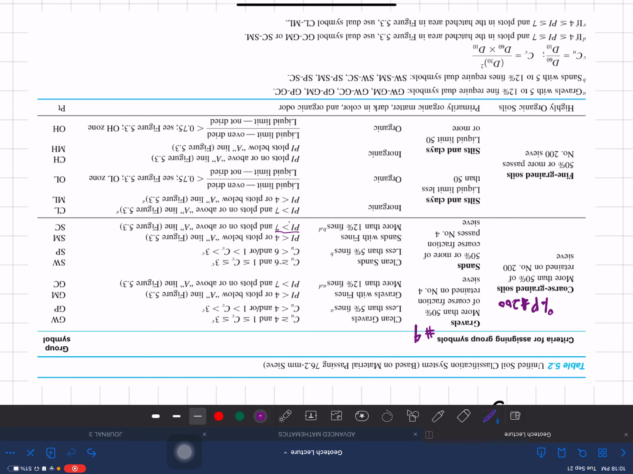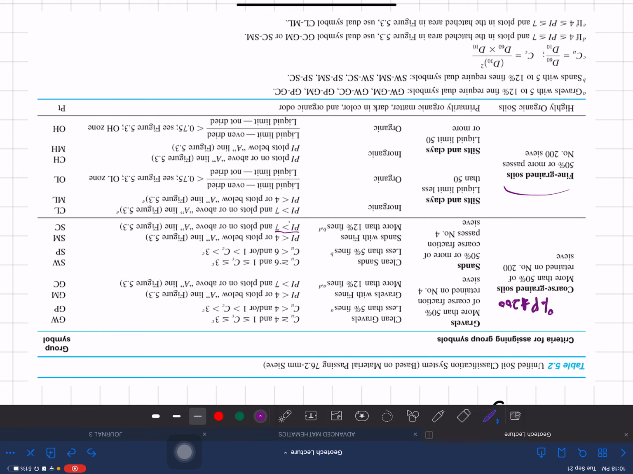Once you know the percent passing the number 4 sieve, you can identify whether it is gravel or sand. The criteria are there. It says that if more than 50% of the coarse fraction is retained on the number 4, it is under gravel. But if 50% or more of the coarse fraction passes the number 4, that is already a sand. That's the only difference between them.